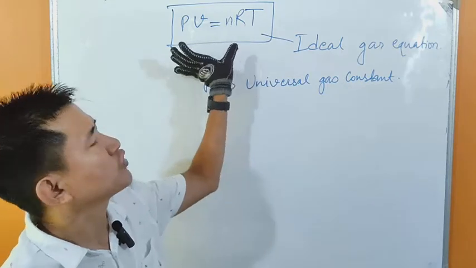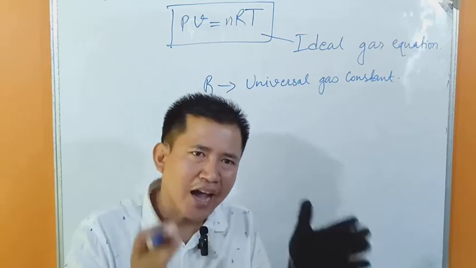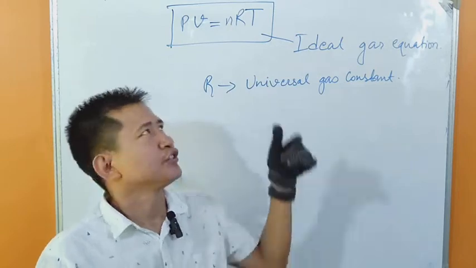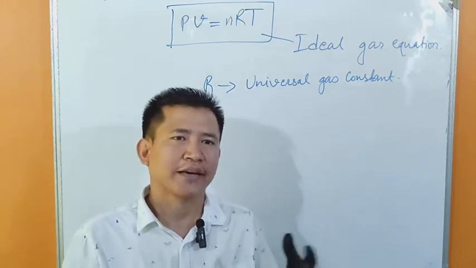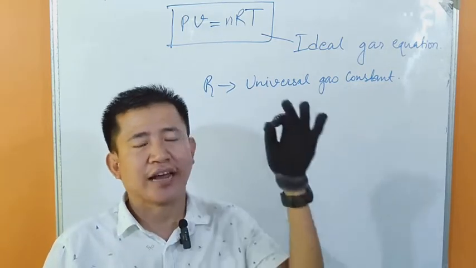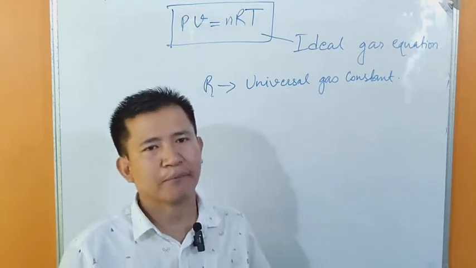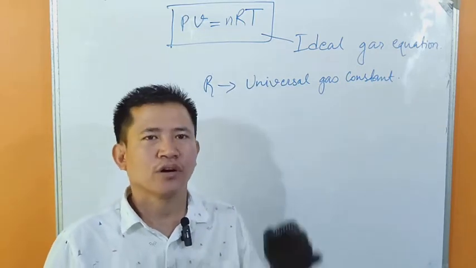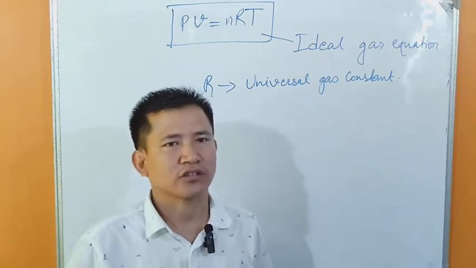Any gas which follows this equation is called an ideal gas, but no gas at high pressure and very low temperature follows this equation. This equation is valid only when pressure is low and temperature is high. At very high pressure and at very low temperature, this equation is not followed by gas. So ideal gas is just a concept. Actually, ideal gas does not exist.